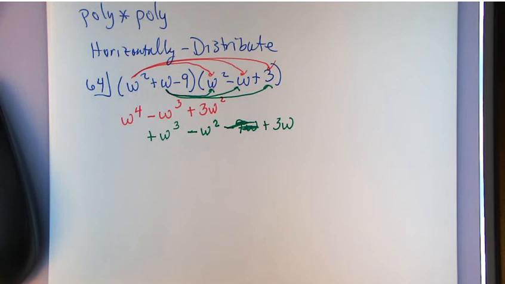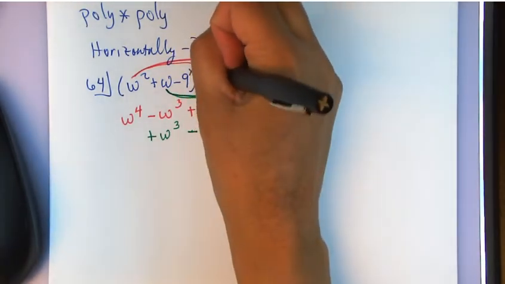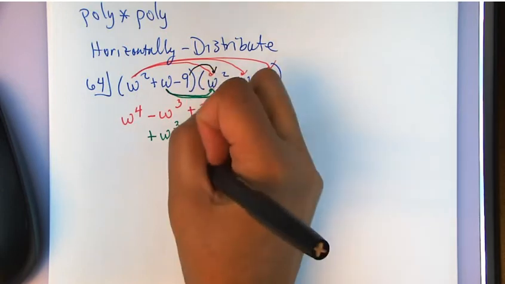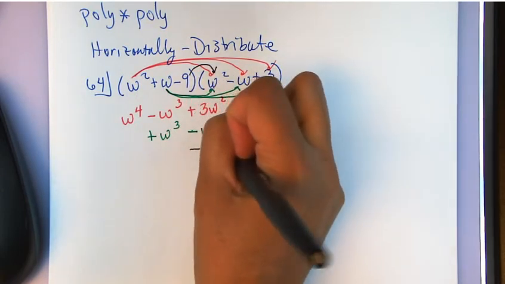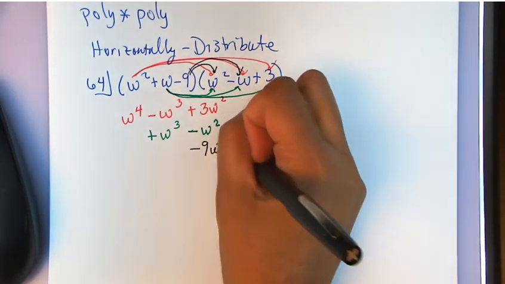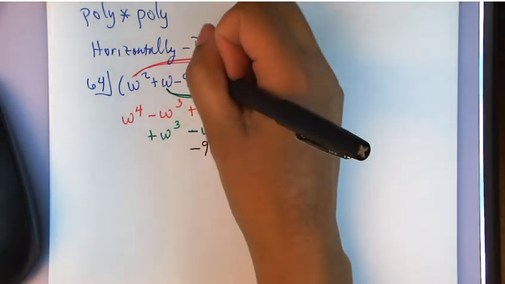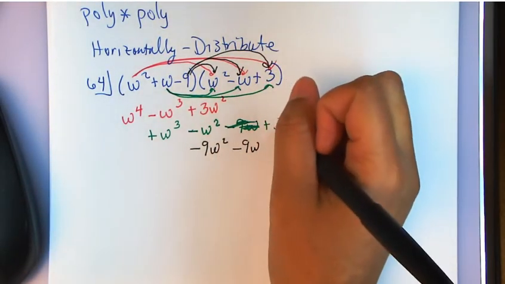Okay, so let's do negative 9. Let's take negative 9 times w squared. So I end up with a negative 9w squared. Let's take a negative 9 times w. So I end up with a negative 9w. I did it at the wrong time. And then we're going to do negative 9 times 3, which gives us a negative 27. I didn't line it up right on the end.